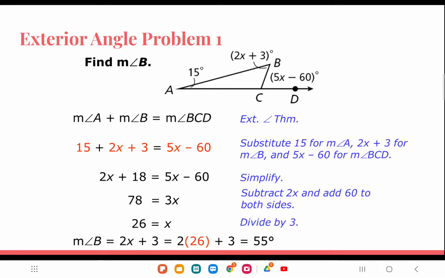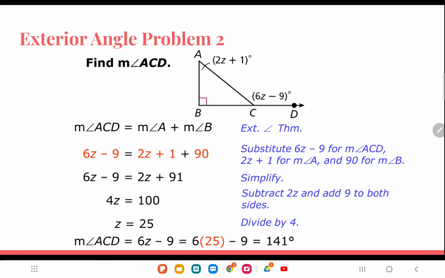I can further check my answer by substituting that value for x in place of 5 times x minus 60, and that will give me an answer of 70, which checks with 15 plus 55 equaling 70. So again, another way to check your work. Here's another exterior angle problem.